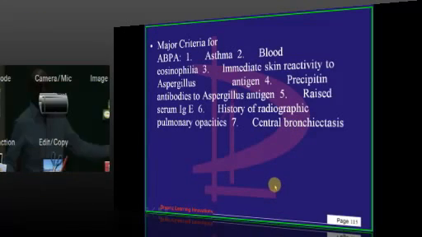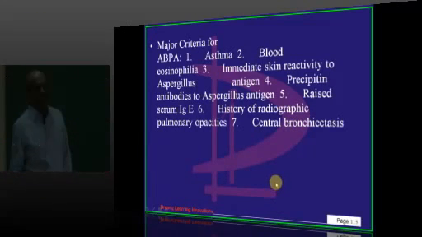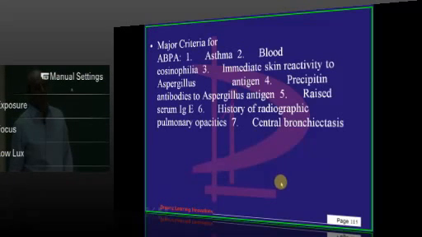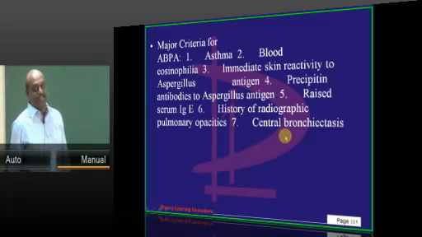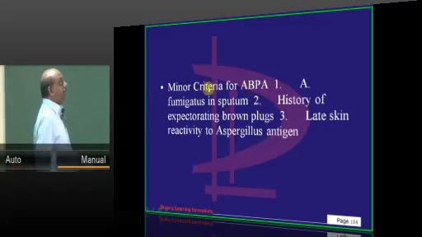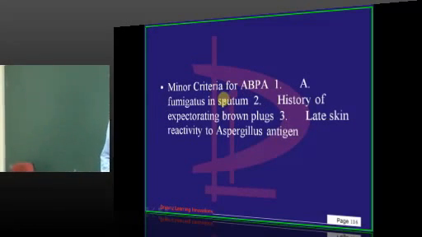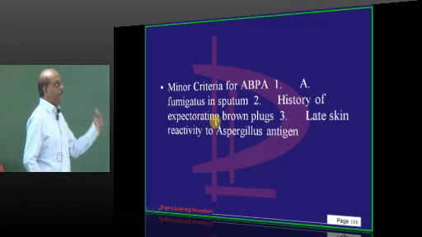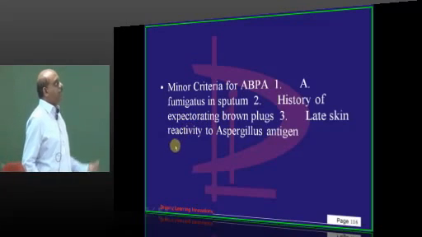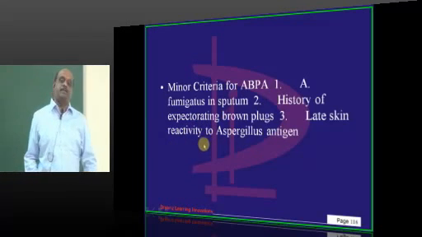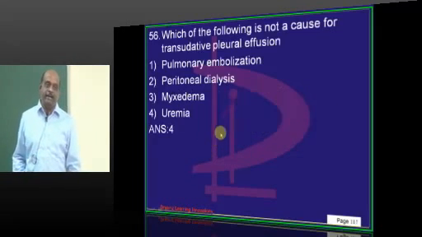What was the recent question asked, which exam was it, Maharashtra or COMEDK? Central bronchiectasis is one of the criteria, or maybe it is in our mock test. Questions and questions. Every week about 500-600 questions revision, we are becoming old. Central bronchiectasis, don't forget ABPA, classical. Minor criteria: in sputum if you find aspergillus, if the patient is expectorating brown plaques, or the late skin reactivity are part of the minor criteria.